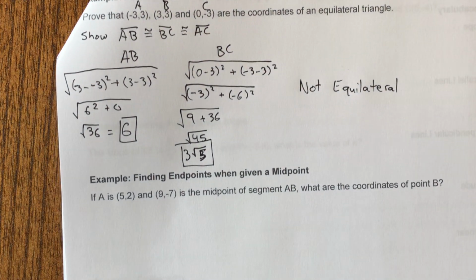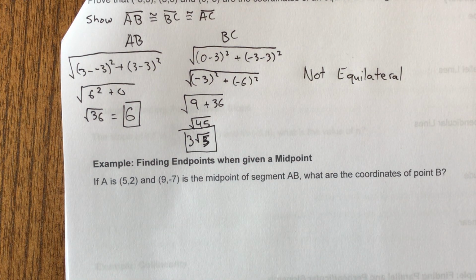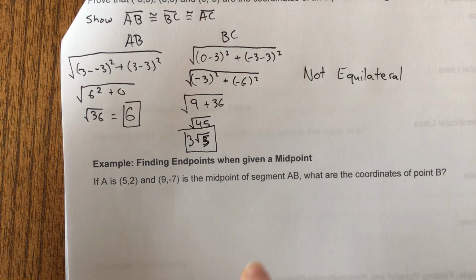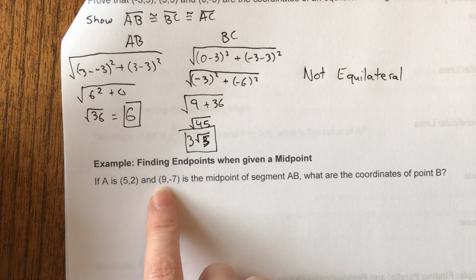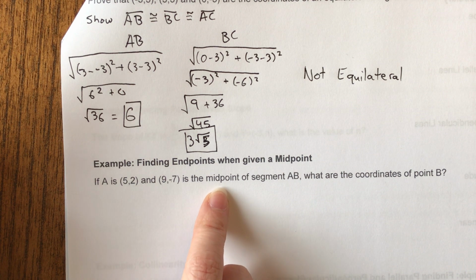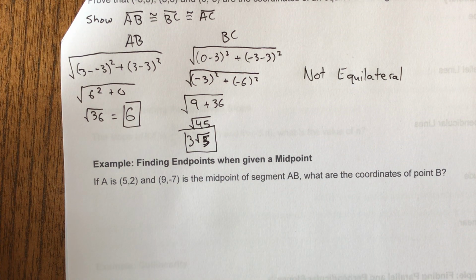All right, and then finally this last one, finding endpoints when we're given a midpoint. So we've been given the midpoint. If A is 5, 2 and 9, negative 7 is the midpoint of segment AB, we want to find the coordinates of point B. This is one of those problems where we're going to use the formula to help us out.